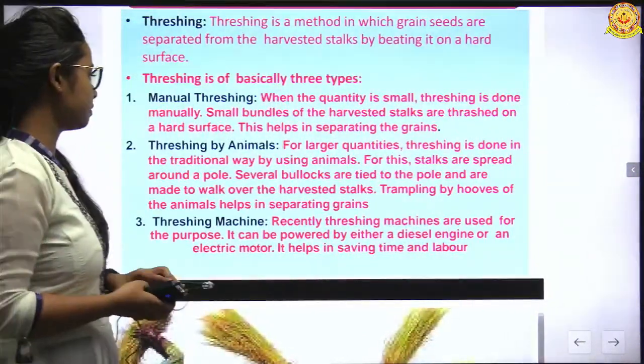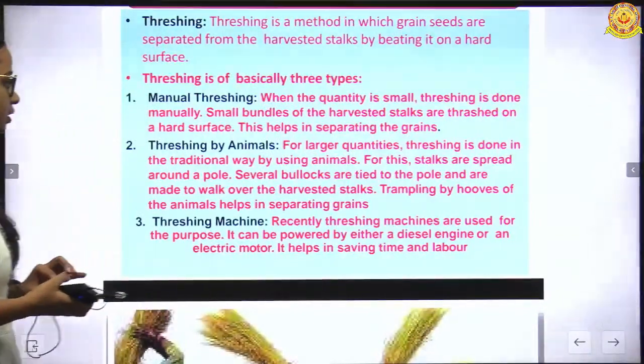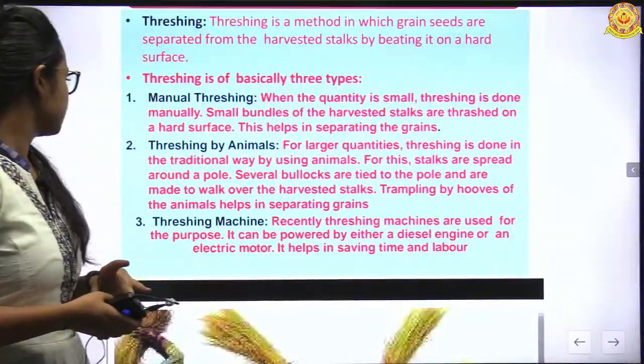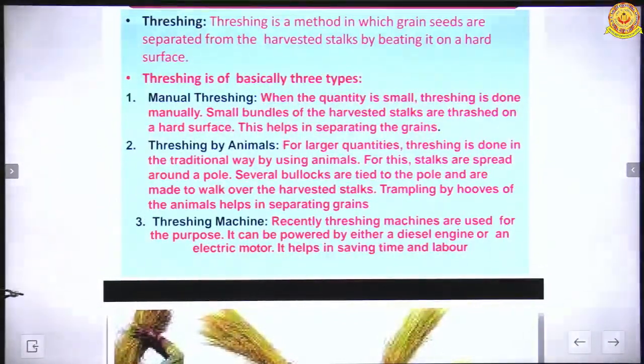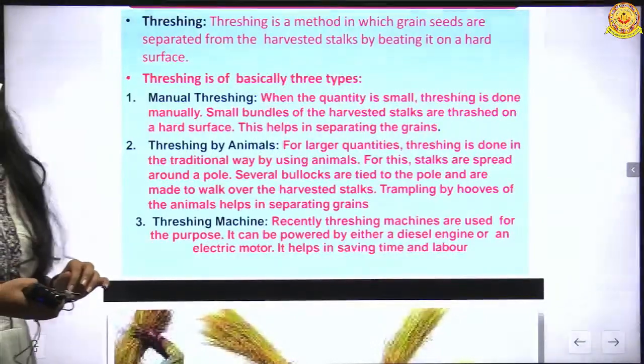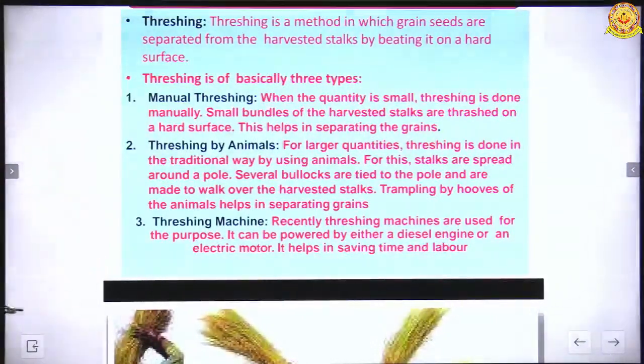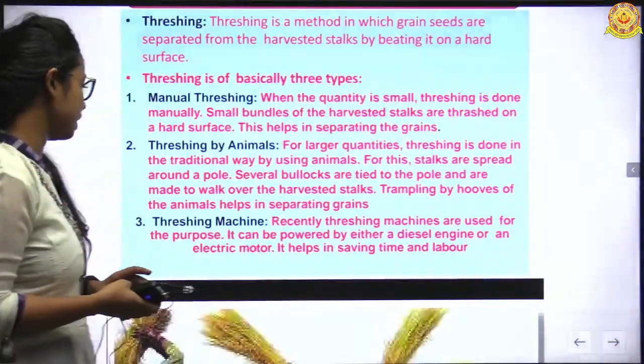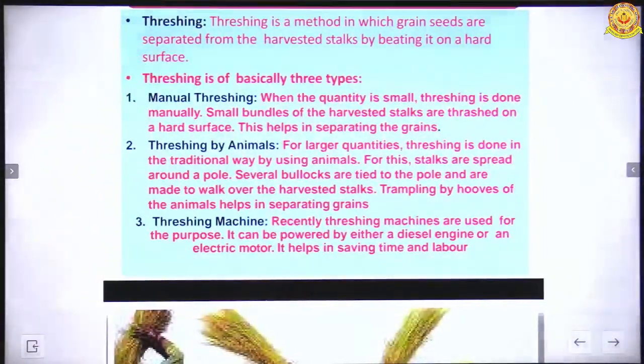Next is threshing by animals. For larger quantities, threshing is done in the traditional way by using animals. For this, stalks are spread around a pole. Separate bullocks are tied to the pole and are made to walk over the harvested stalks. Trampling by the hooves of the animals helps in separating the grains.